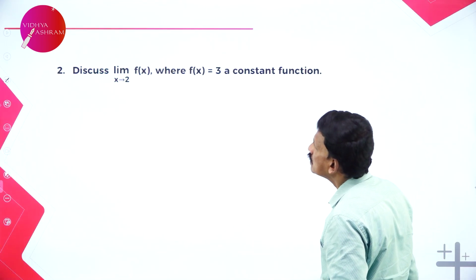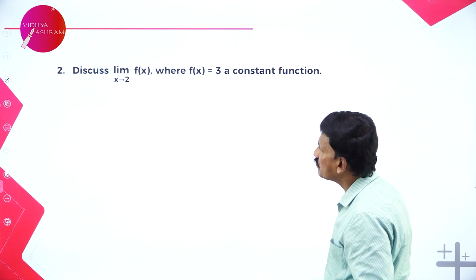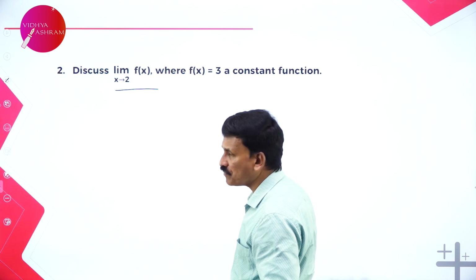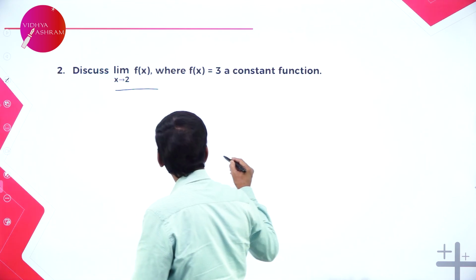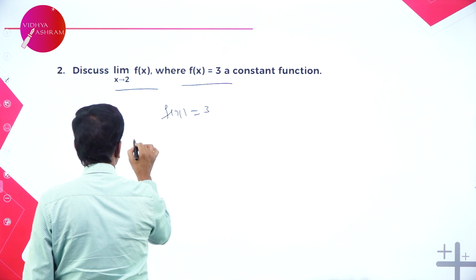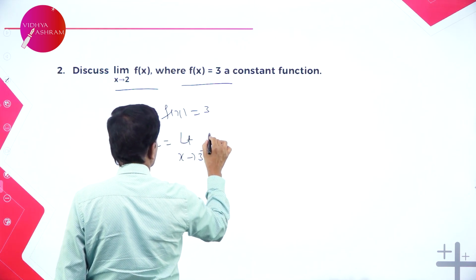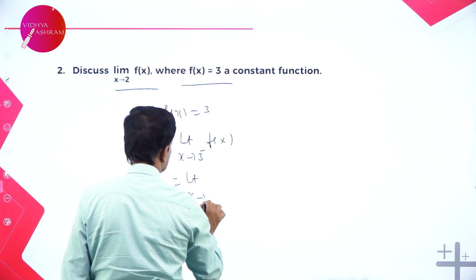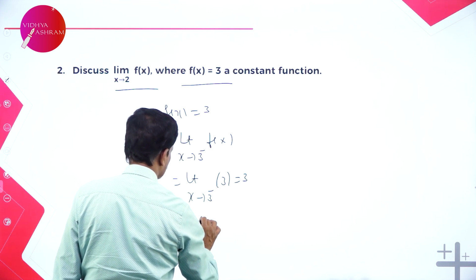Discuss the limit as x tends to 2 of f of x, where f of x is equal to 3, a constant function. So here f of x is a constant function, f of x is 3. Let us find the left hand limit. The left hand limit is the limit as x tends to 3 minus of f of x, and f of x itself is 3. So therefore the left hand limit is equal to 3.